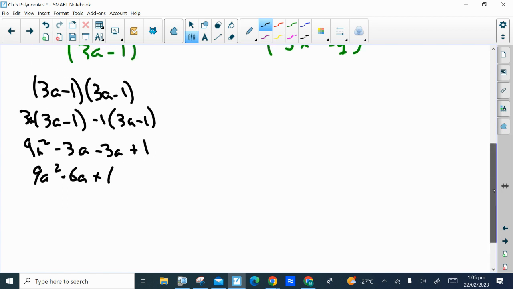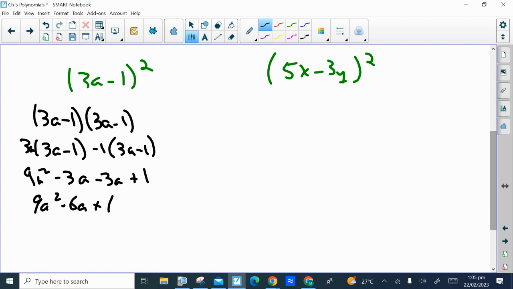Which, if you look at the original binomial, if you square the first term, squaring the 3 and the a, that gives you your 9a squared. When you square negative 1, it becomes positive 1. Multiplying these two together, negative 1 times 3a is negative 3a, doubled, will give you negative 6a, that middle term. So you can use that method if you want.